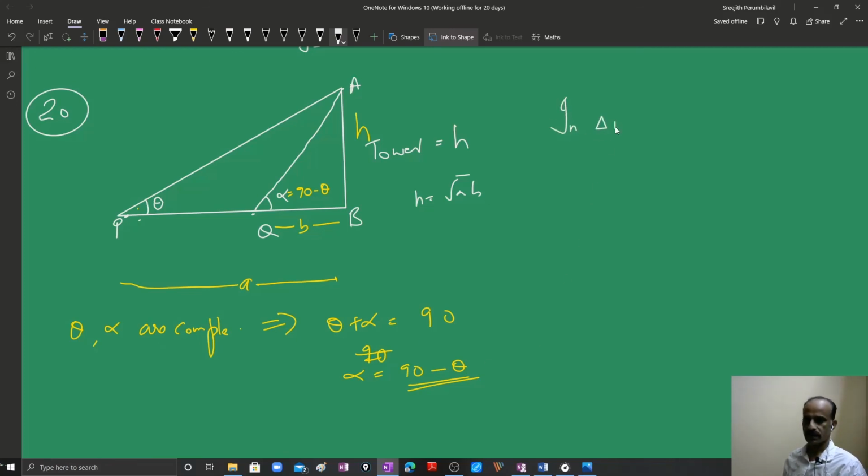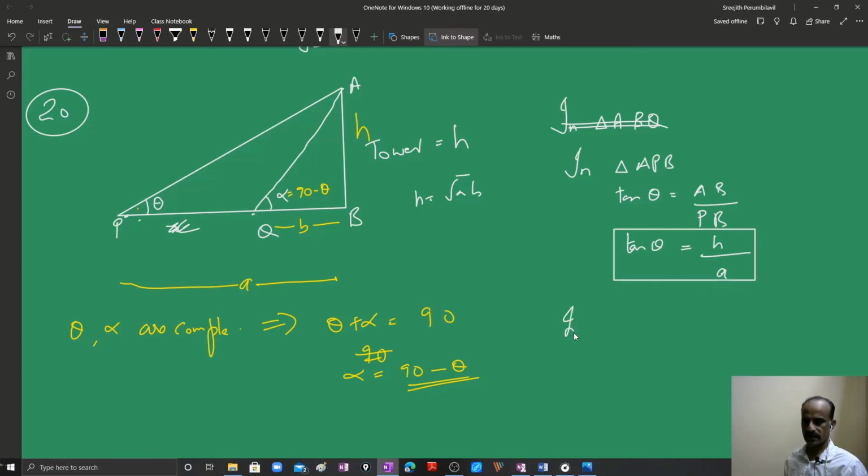In the smaller triangle ABQ, or we'll take the larger one, that's easy to do. In triangle APB, tan of theta is equal to AB divided by PB. No need of that x because this distance is given. Tan theta is equal to h divided by PB. What is PB? This distance is A actually. So tan theta is equal to h by A. Leave it like that.